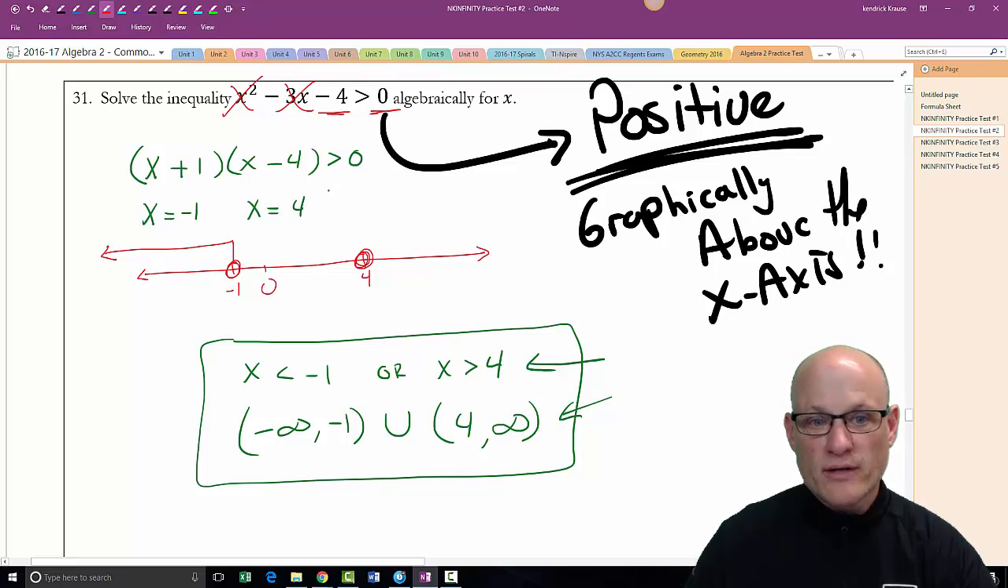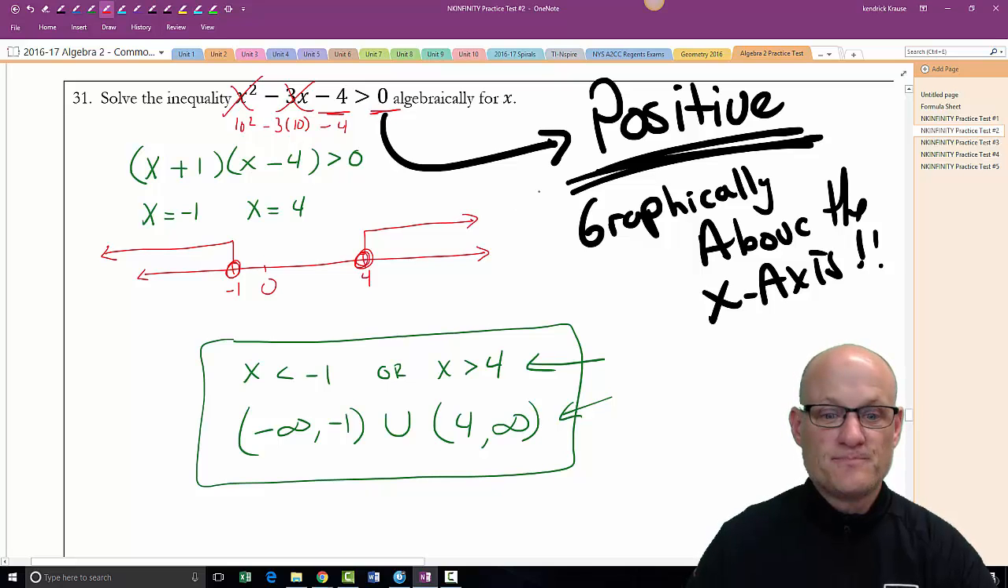Nope, doesn't work. Negative 4 is not greater than 0, so I shouldn't be shading in this area. And finally, if I plug in positive 10, 10 squared minus 3 times 10 minus 4, that would also be positive. And so there's my answer.